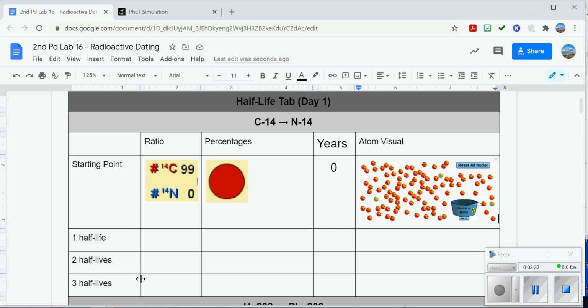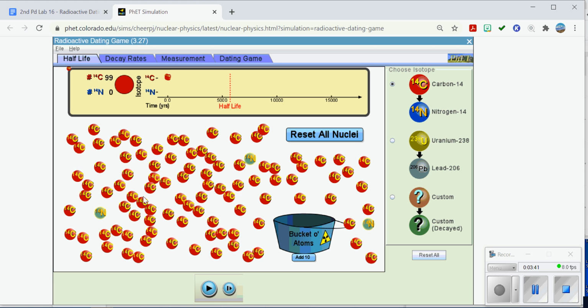My ratio is now 50 to 49, which is as close as we can get to half and half. So half of the radioactive stuff is now gone. You can see how the ratio changed. 99 to 0, 50 to 49. Basically a ratio of 1 to 1.